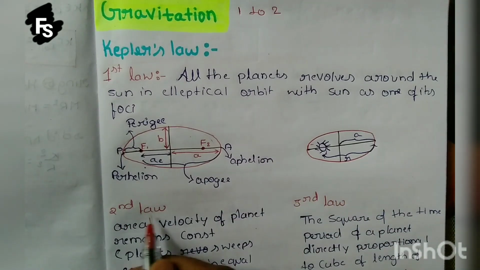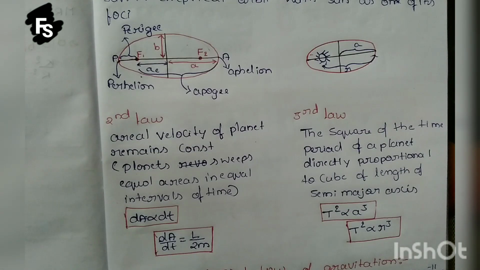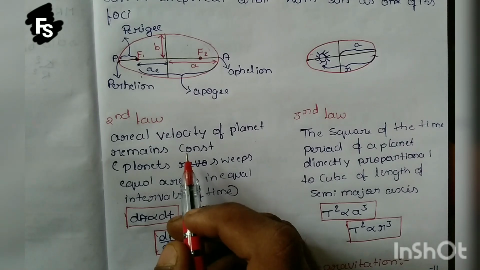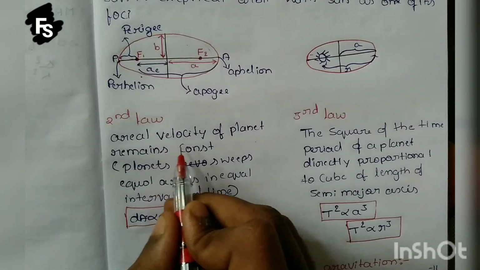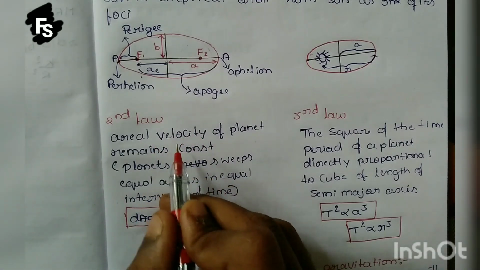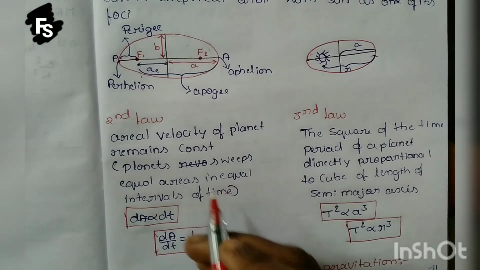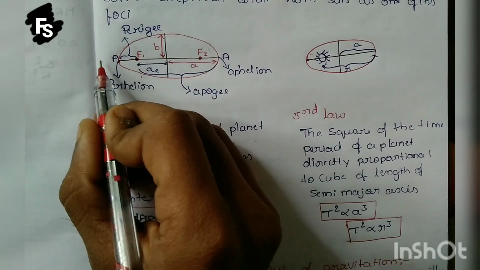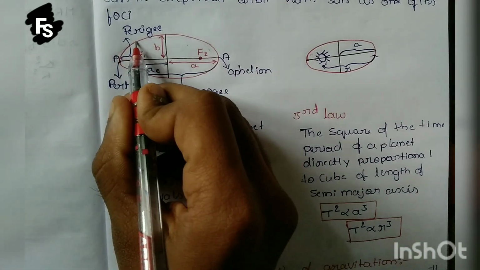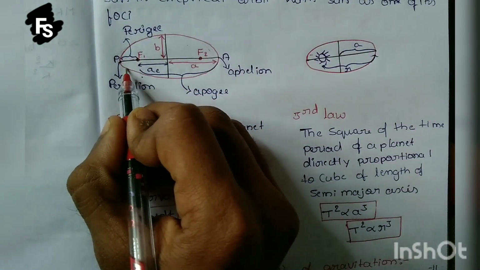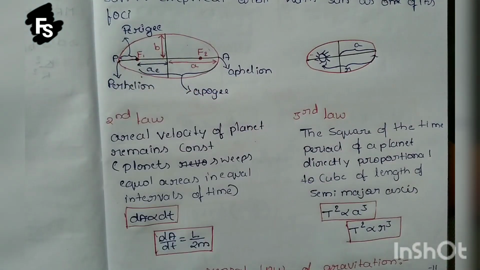Then come to the second law. Areal velocity of a planet remains constant. It means the planet sweeps equal areas in equal intervals of time. If the planet is here, it covers this area in a certain interval of time, and this area also in an equal interval of time. This is known as the second law.